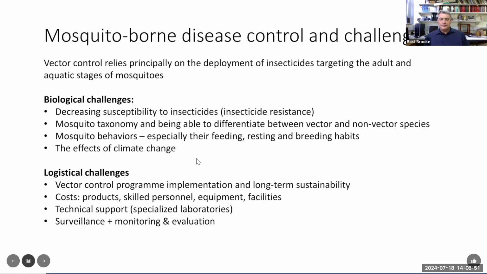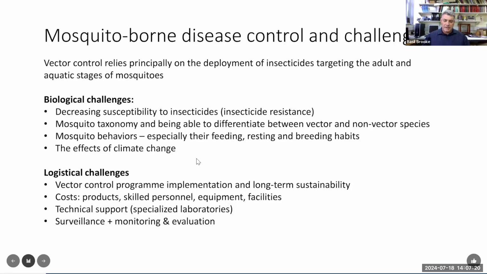So we also have logistical challenges. It's not easy to implement a malaria vector control program, or in fact, any mosquito disease vector control program. There are costs involved, quite big costs actually. Products are quite limited. You need very skilled personnel. You need the right equipment, and you need quite specialized facilities. So those are all things that are required for a good vector control program.